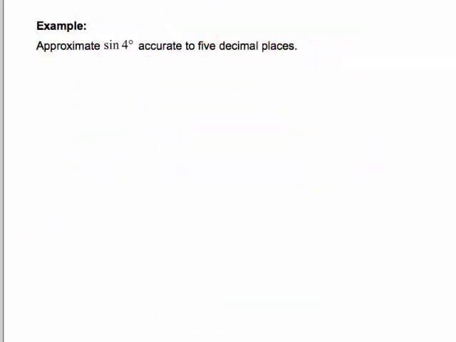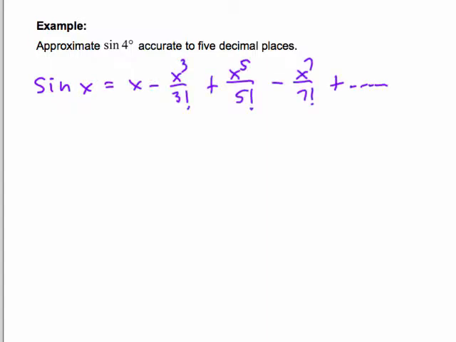Let's do an example now where we do an actual approximation of a value. We want to approximate the value of sine of 4 degrees accurate to 5 decimal places. And we're going to do this using a Taylor polynomial. And we know that the Maclaurin series for sine is this. Goes on endlessly. Now if we wanted to know the value of sine of 4 degrees, we could plug in not 4, but the radian equivalent of 4 degrees, 4 pi over 180, for our x's, and if we did this endlessly, we'd get the exact value.